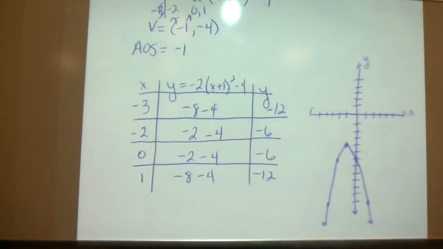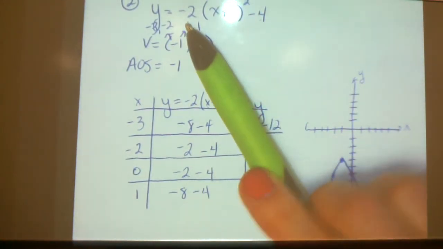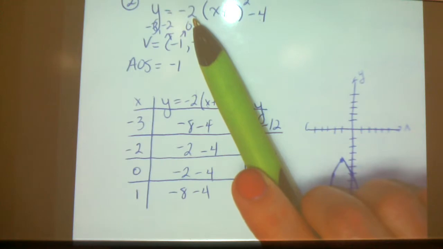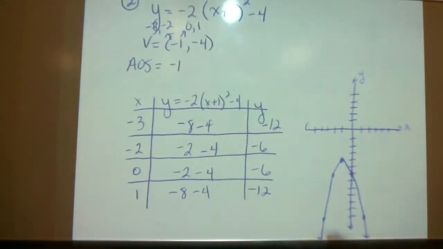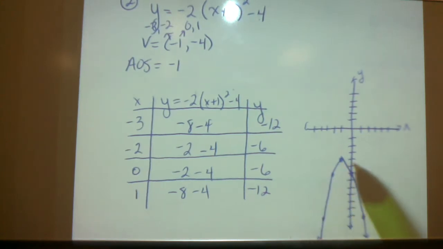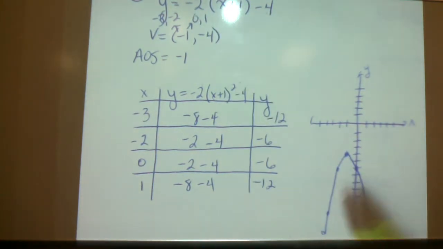Now, the graph is opening downward. I knew that by looking at my a. This is the number in front of the parentheses, whatever that sign is. Since it's a negative, that told me my graph would be opening downward, not up. So when this number is a negative, it's going to be opening down.